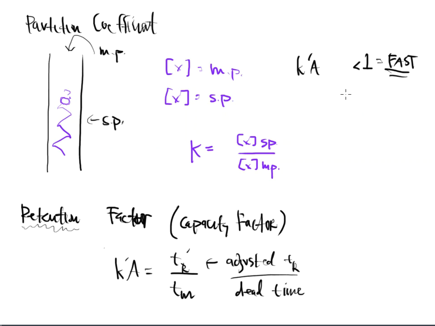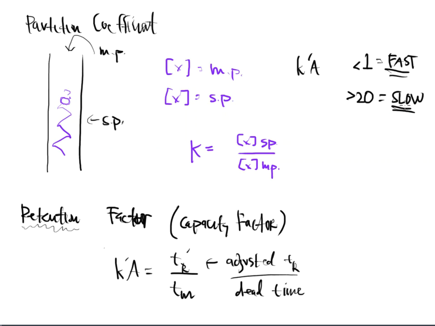If this number is greater than 20, then that means that this thing is way too slow. It's spending way too much time in the stationary phase. It's staying so long that it's not welcomed there anymore, and it needs to be kicked to the curb. And this means that we are spending too long on the analysis in the chromatography system.